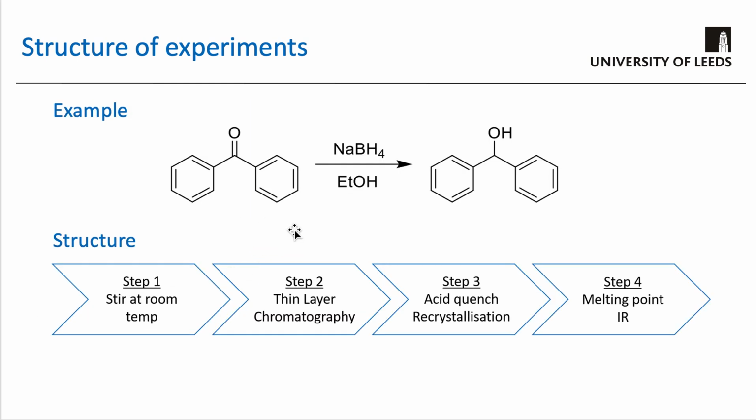So in this experiment, it follows that structure quite nicely. Stage 1, you're doing the chemical transformation by stirring at room temperature. You're then monitoring the reaction using thin layer chromatography. You've got this initial purification, which is called an acid quench. So you're adding the solution to acid that will precipitate out the product, which you can filter. But this compound needs a further purification to make it really pure. So you're doing a recrystallization, and then you do your analysis at the end.